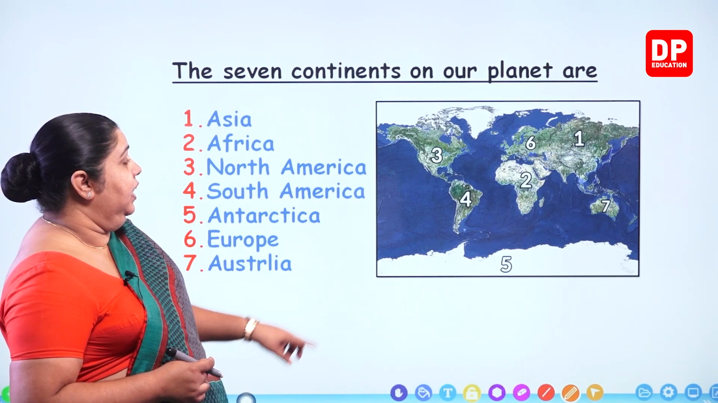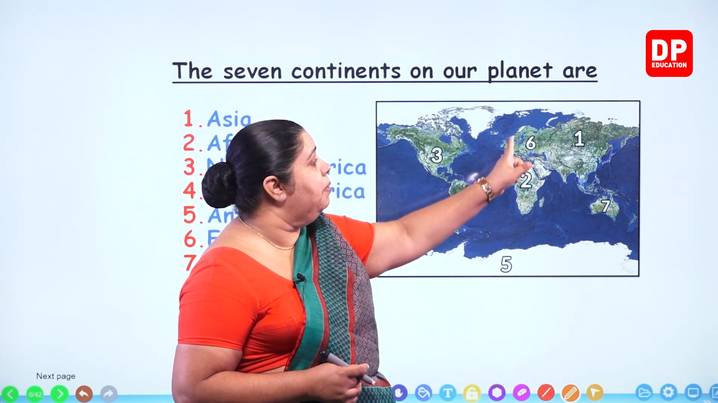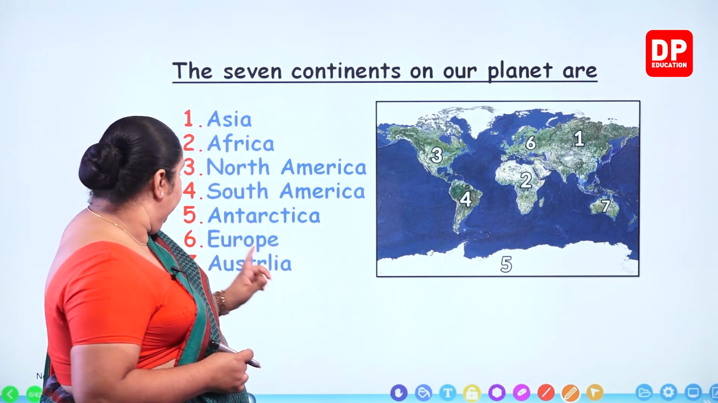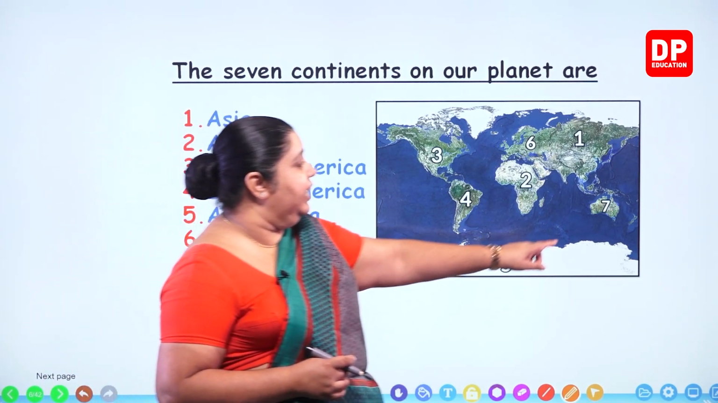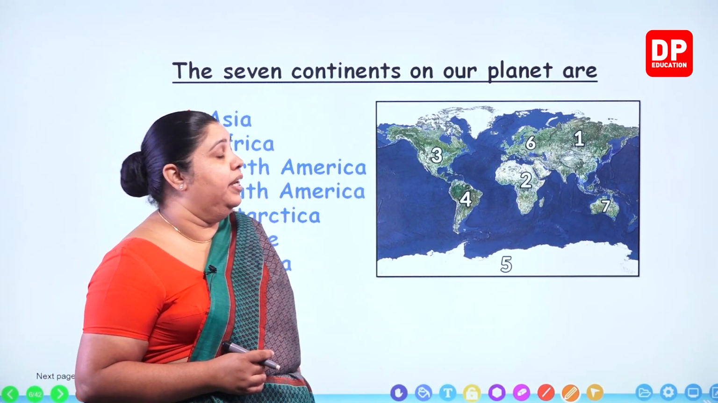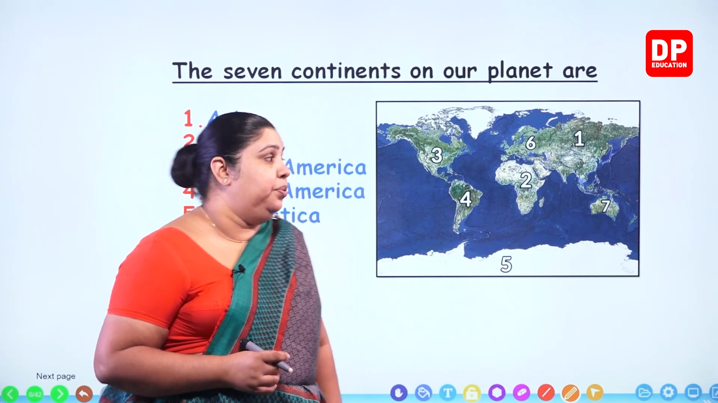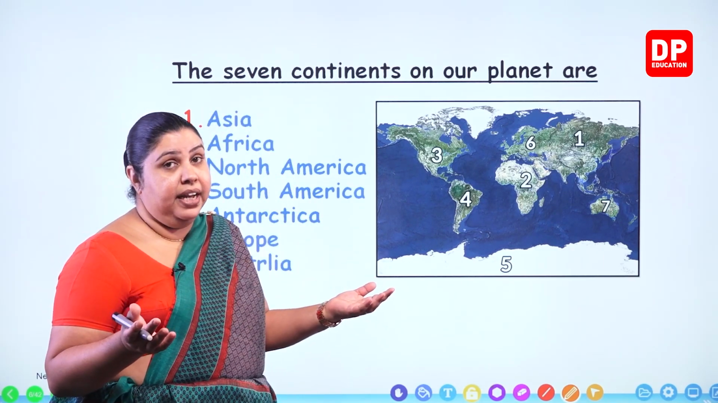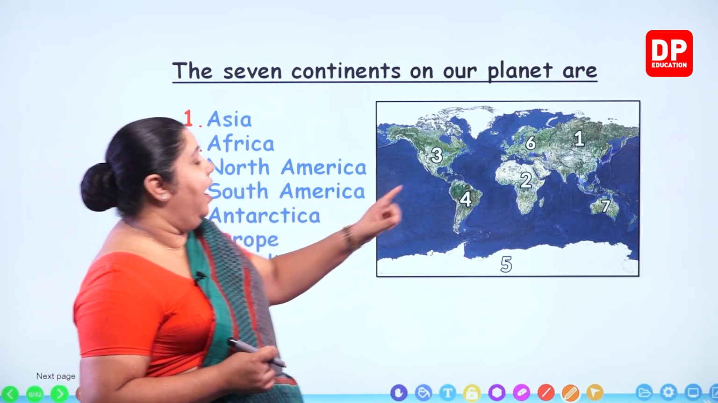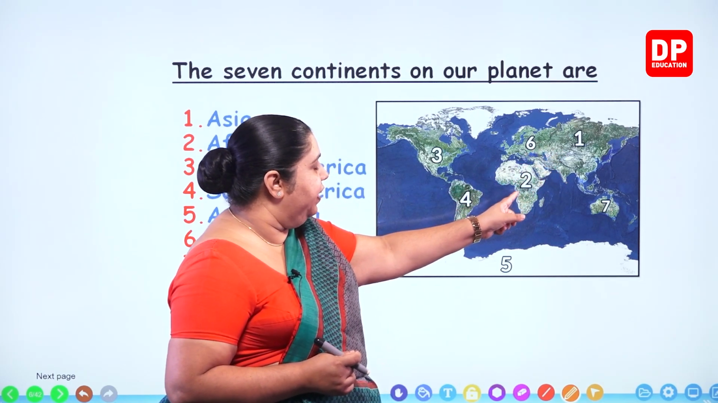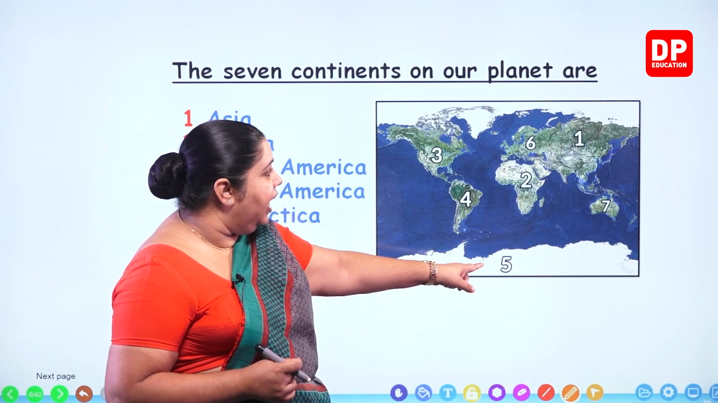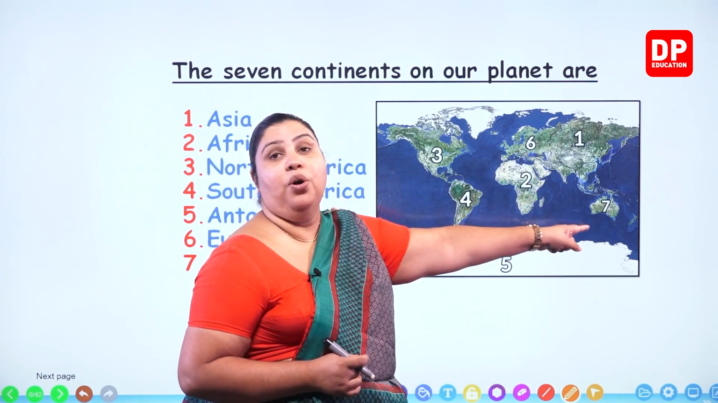Number 6, Europe. Number 6 is Europe. Number 7, Australia. This is the Australian continent. So how many continents are there? There are 7 continents in the world and they are Asia, Africa, North America, South America, Antarctica, Europe and Australia.